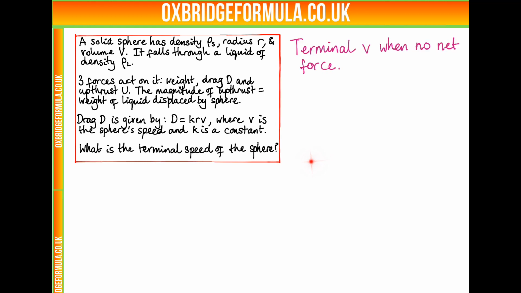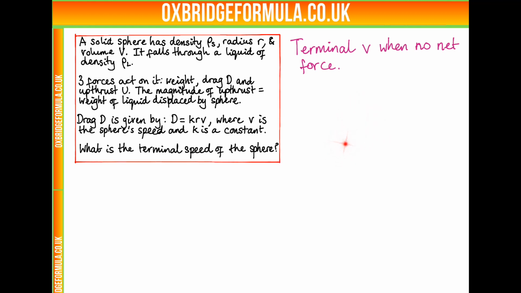So we want to calculate the terminal velocity, which is when there is no net force. So whenever you think of terminal velocity, we should immediately think of no net force, no resultant force. So in order to get this question under grips, we should try and draw the forces acting on the ball.